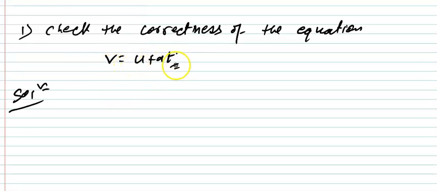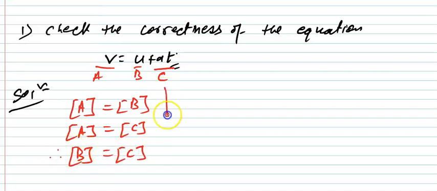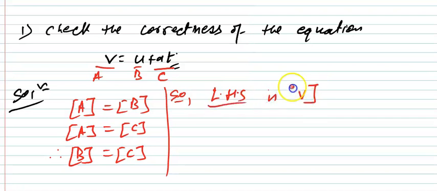So is this equation correct or not? If the equation is correct, the dimension of A must be equal to the dimension of B, yes or no? And the dimension of A must be equal to the dimension of C. In this way, the dimension of B is also equal to the dimension of C, right? So what is the dimension of velocity? V is the velocity. It is considered as the LHS. So its dimension is L to the power 1, T to the power minus 1. Getting it, everyone?